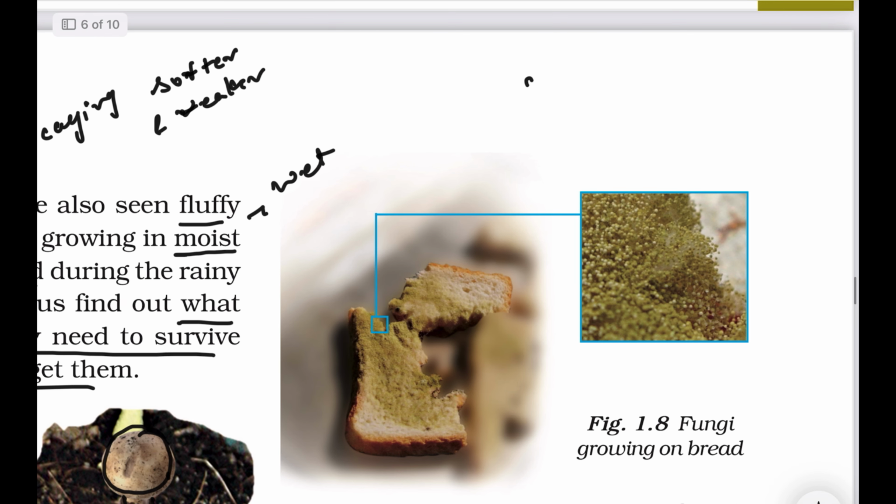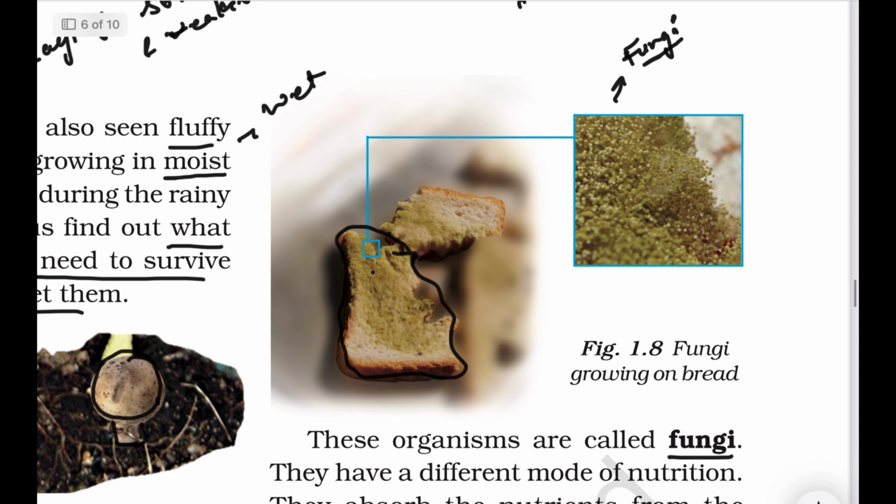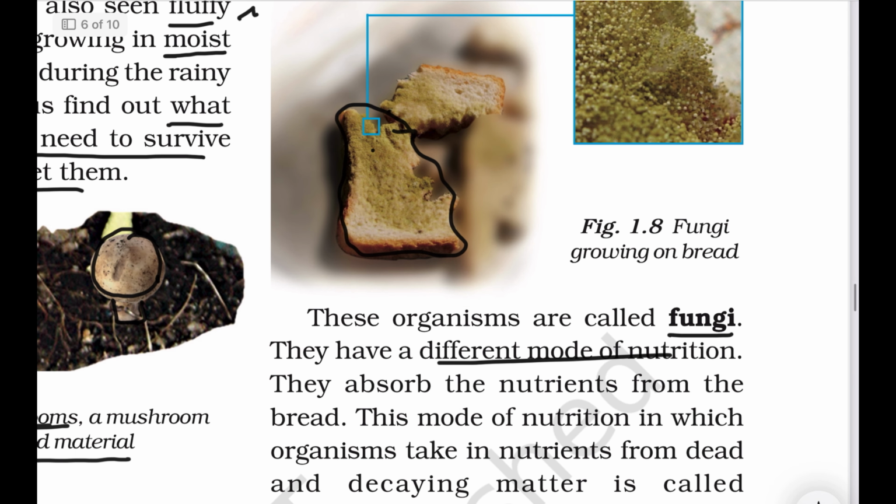So here is another example. You can see here, this is a picture of a rotten bread. These green patches have grown. They are known as fungi. So these fungi have a different mode of nutrition. They absorb the nutrients from the bread, and we can say from the dead and decaying material.